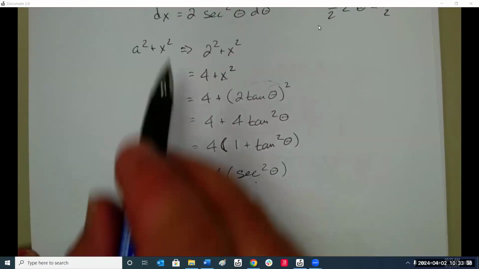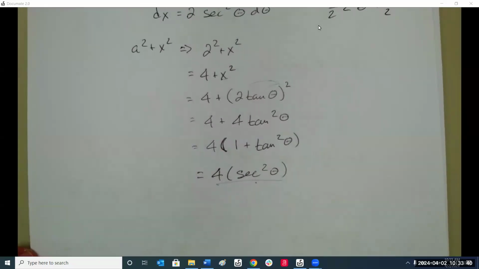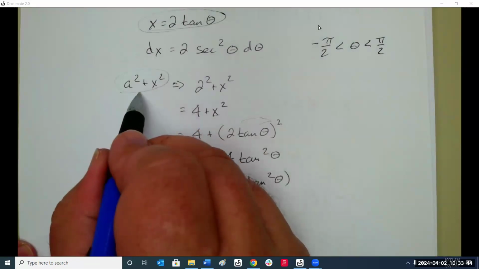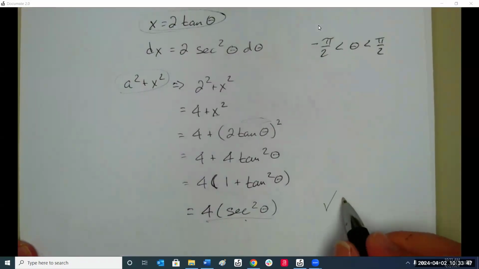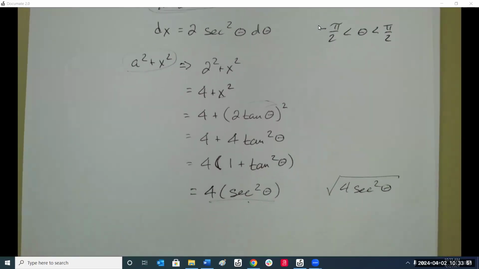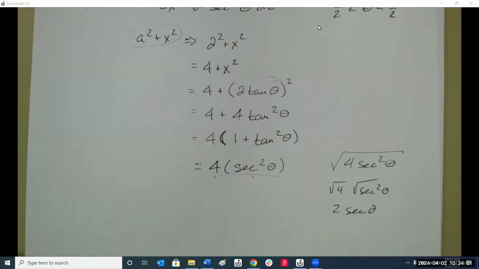All right. So that's the first one. We know what that is now, because that's what takes the place of the inside of the radical. So we're going to have 4 secant squared theta. The reason we do that is because it's much easier, we can now take the square root, and we get 2 secant theta.